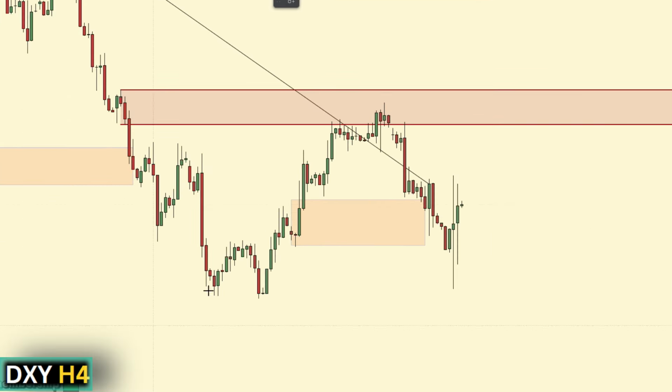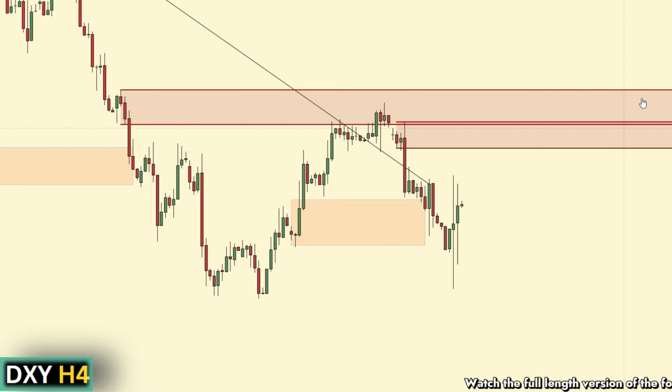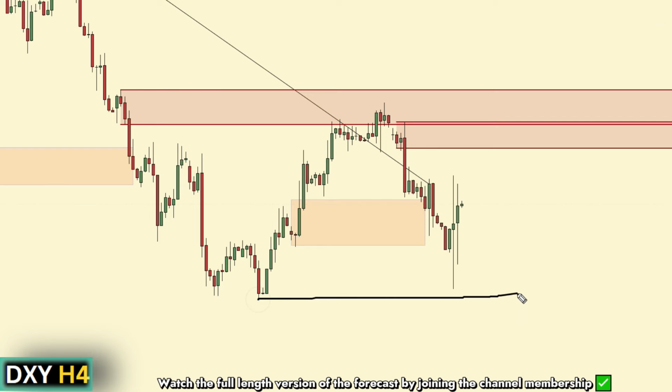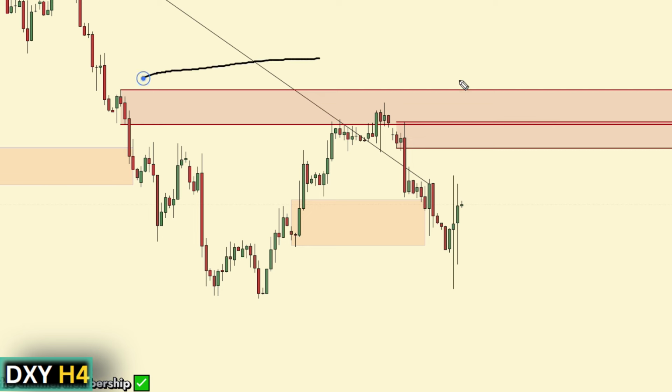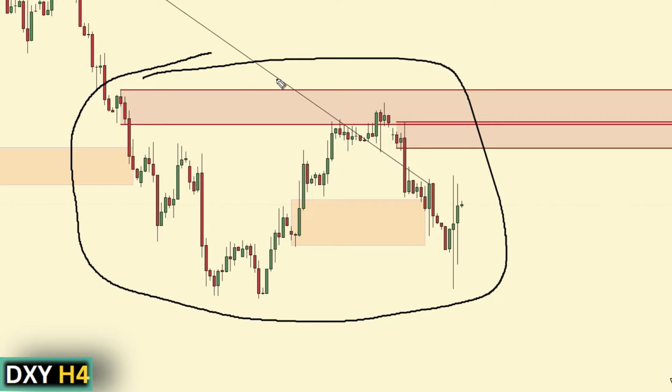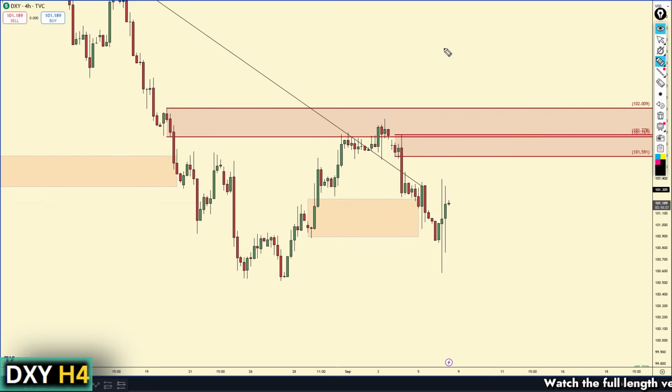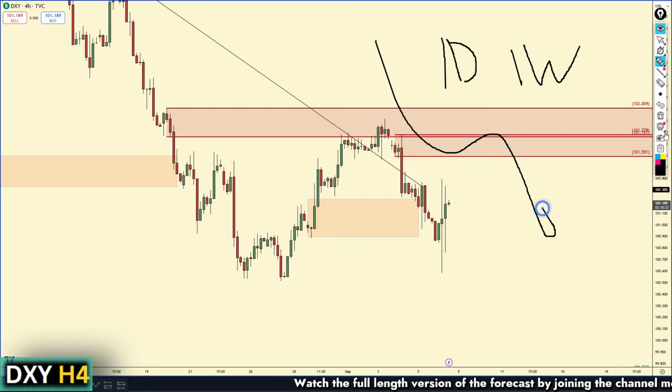Well, we actually have a new 4-hour area of supply that was just formed up here at 101.59. I would really like to see this low removed down there. That would really indicate a strong trend again. At this time on this 4-hour chart, we do not have a 4-hour trend. We are basically going sideways. But since the daily and the weekly trend are down, we are expecting this trend to continue.